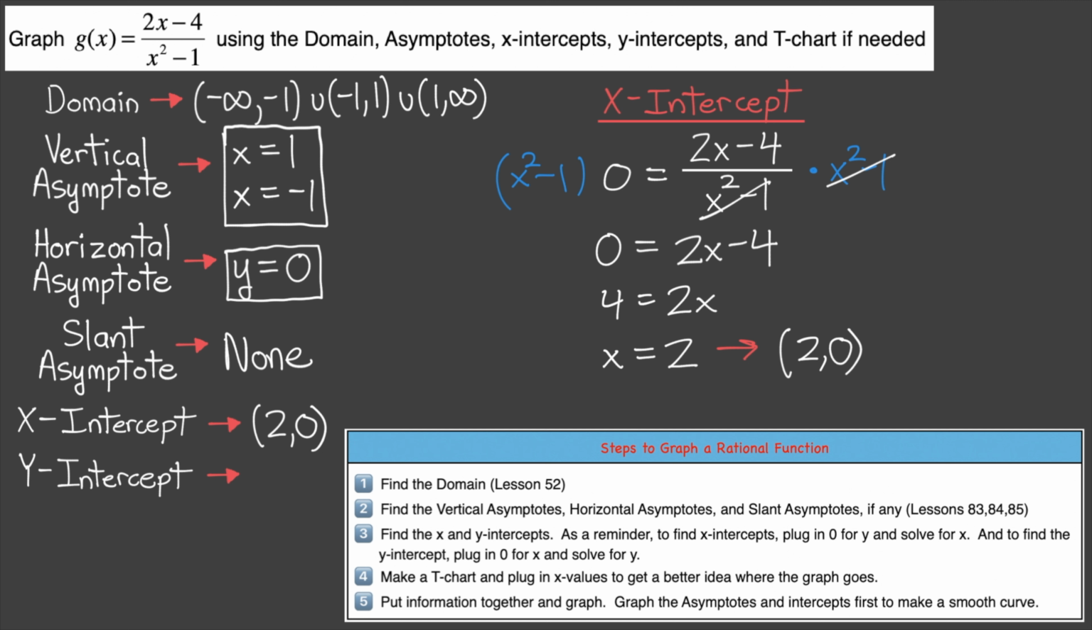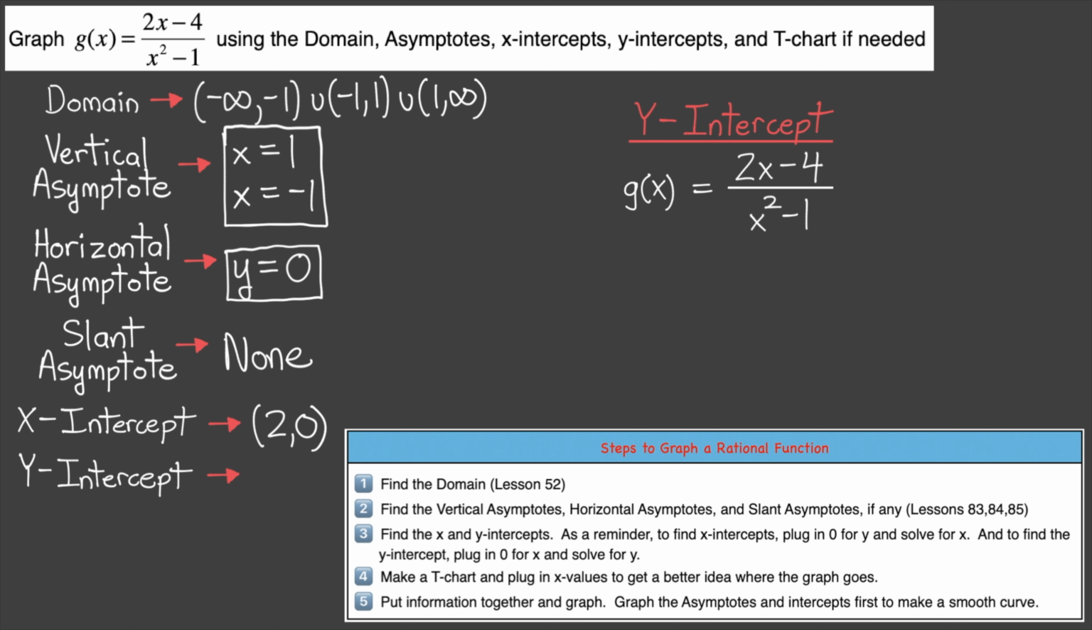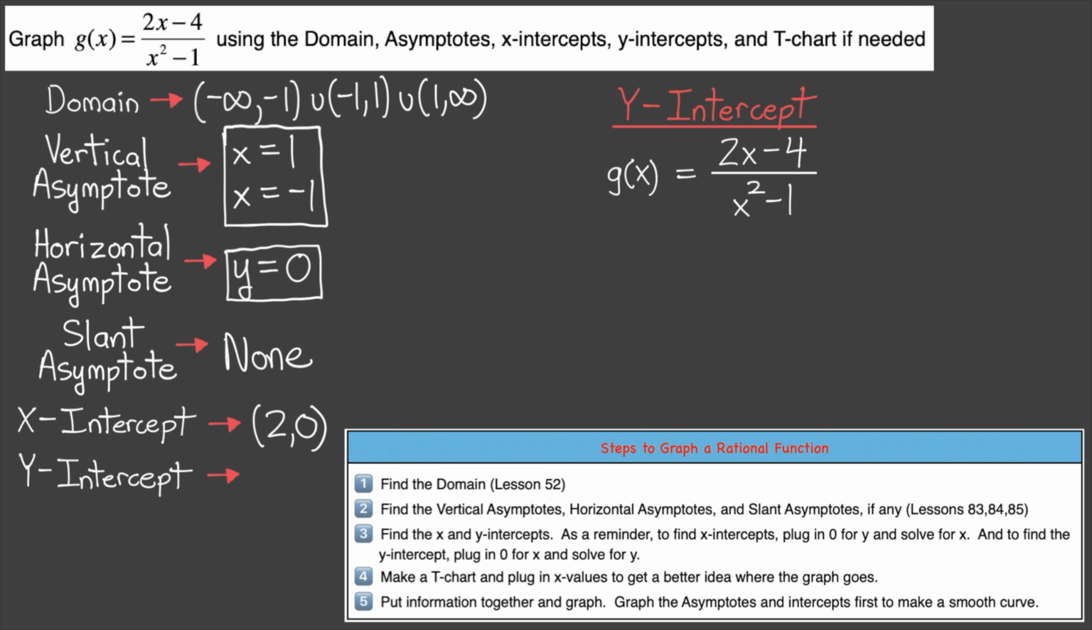Now let's find our y-intercept. To find the y-intercept, we plug in 0 for x and solve for y. So wherever we see an x, we'll plug in 0.